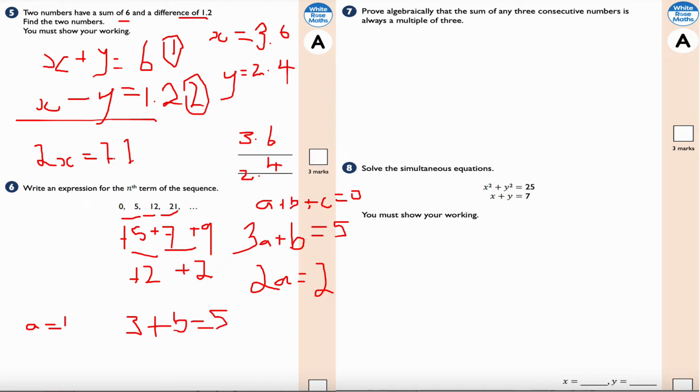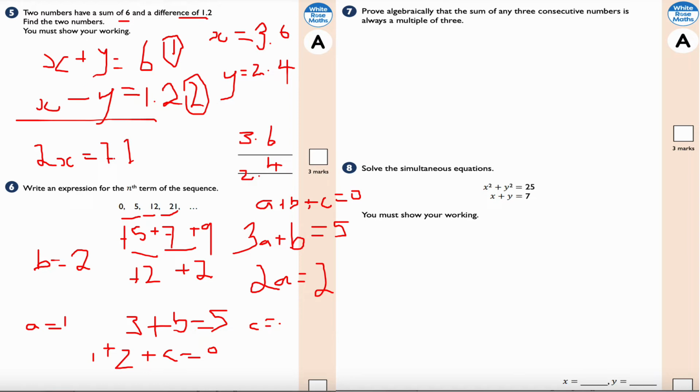Therefore, b is equal to 2. Okay, solving that equation by rearranging it, b is equal to 2. I can now sub a and b in and work out what c is in my first equation. 1 plus 2 plus c has to equal 0. Okay, solving this equation, I get c to be equal to minus 3.